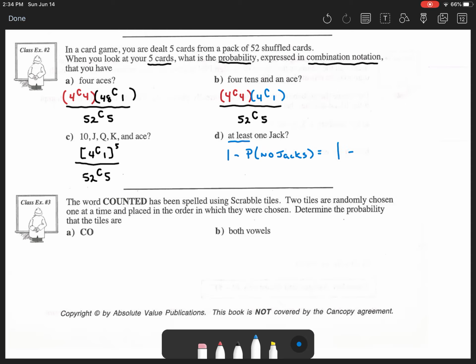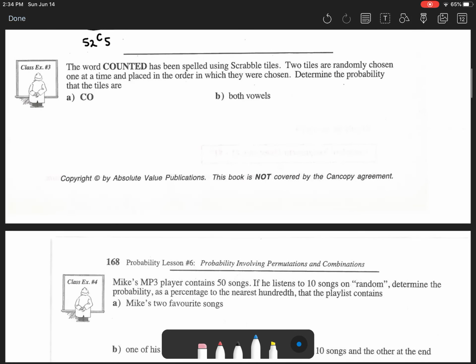So it would be 1 minus... So what would it look like? Well, no jacks would look like this. 48 cards, choose 5, because I've taken out the four jacks. So 48 cards that are not jacks, choose 5, all over 52 cards in the deck, choose 5. There's what your probability would look like in combination notation. 1 minus 48, choose 5 over 52, choose 5.